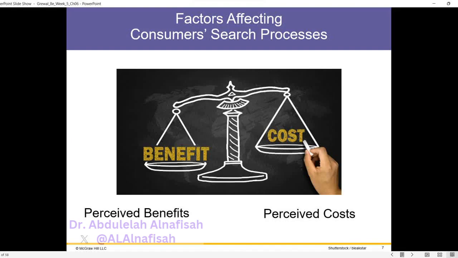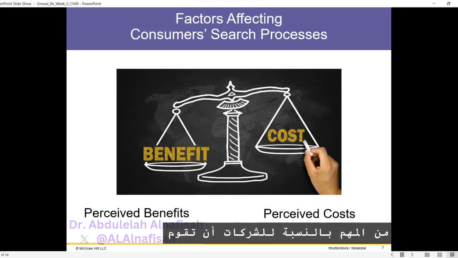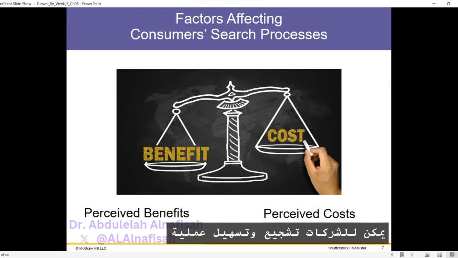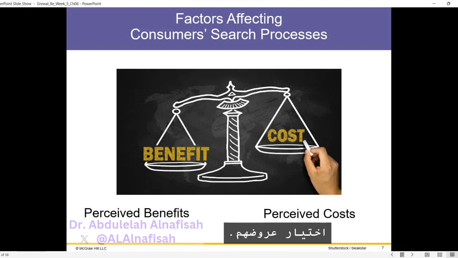From a marketing perspective, it is important for companies to understand consumers' perception of benefits and costs related to the search process. By providing clear and accessible information, addressing consumers' concerns, and highlighting the benefits of their products or services, companies can encourage and facilitate the information search process. This can ultimately influence consumers to make more informed decisions and increase the likelihood of choosing their offerings.